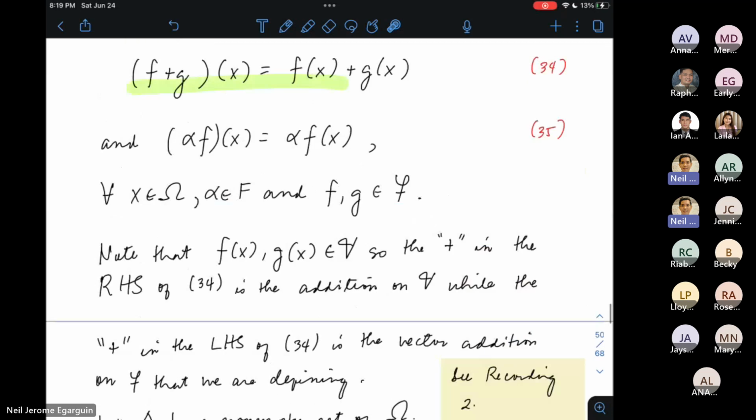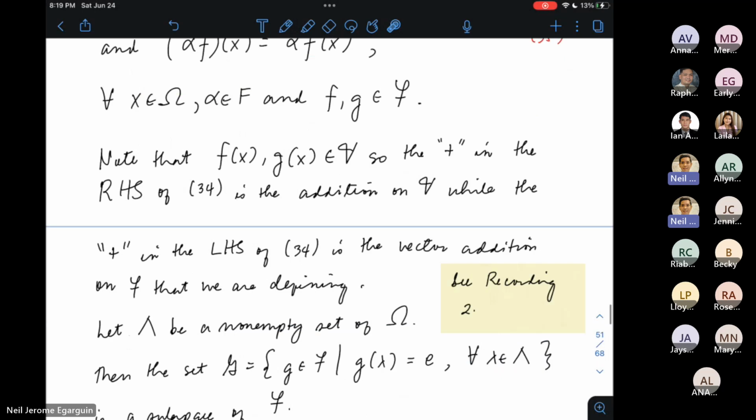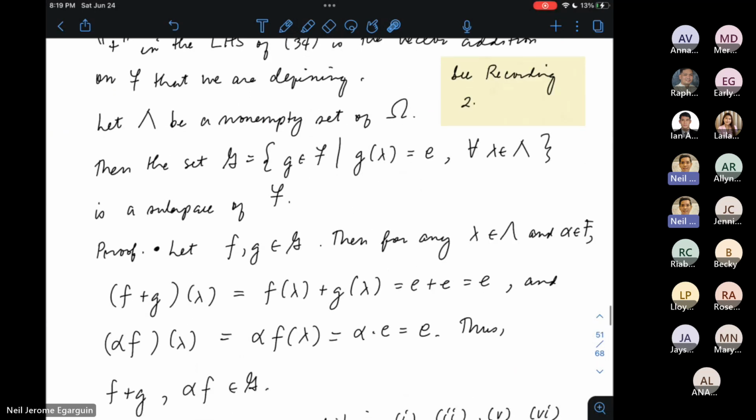Tapos, gusto kong mag-consider ng isang subset. Ng isang subspace. Alright? Kasi yung buong set ay set of all functions. Pero kung i-consider ko lang yung mga functions na ganito yung itsura. Functions pa rin, pero dapat yung function ay g of lambda ay equal kay identity element, kay zero vector o kay zero function. Right? So here, I am considering a non-empty subset lambda of omega.